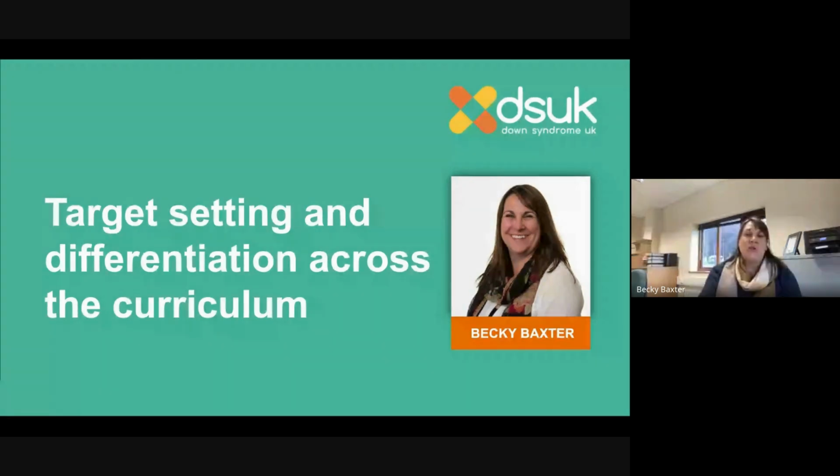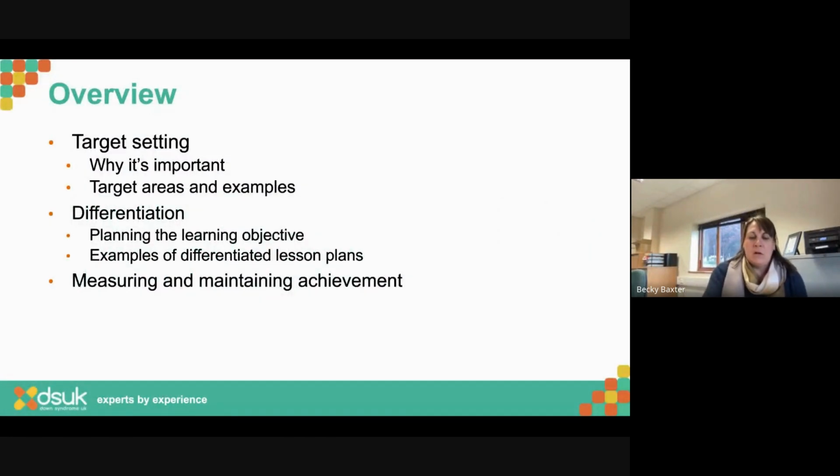This evening's session is differentiation across the curriculum. We are going to be talking about why it is important to think about target setting. I'm sure you're already doing some target setting, but I'm going to suggest doing a few more to help plan and lead that differentiation. I've got quite a few examples in there.